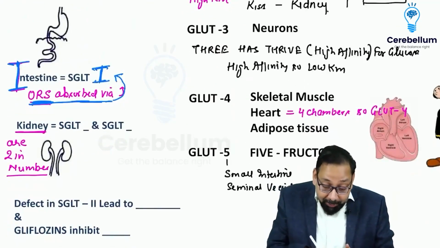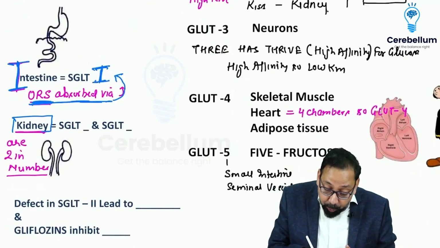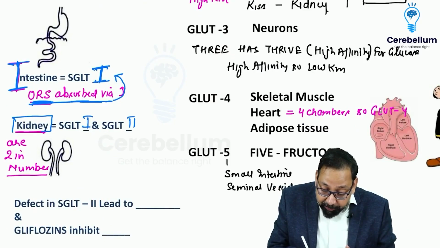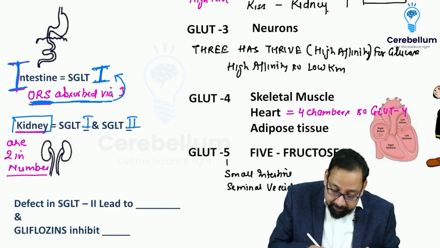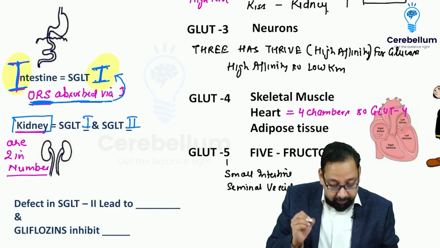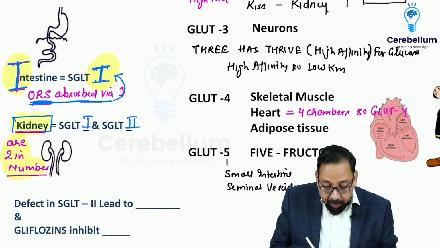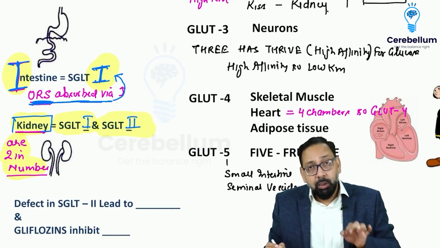Now, in kidney, there is both SGLT1 and SGLT2. Mnemonic: I for intestine, intestine is having only SGLT1. Kidneys are 2 in number, so it is having both SGLT1 and SGLT2.